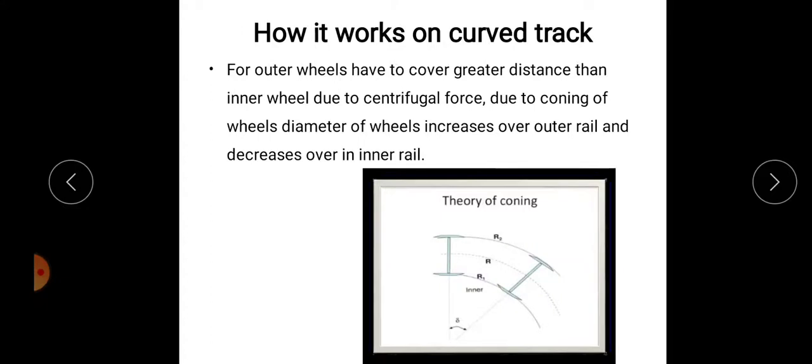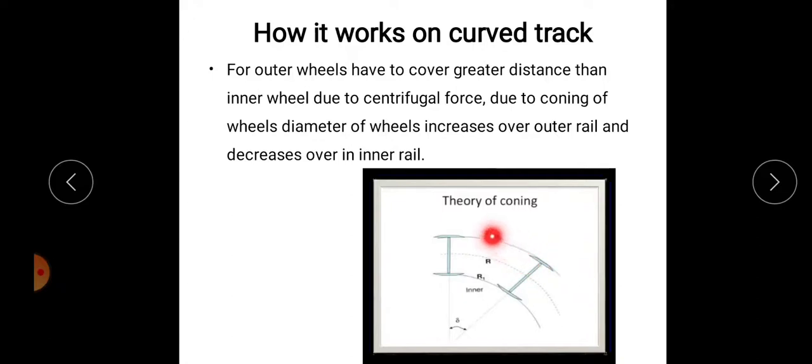Next we can look at how it works on a curved track. In the case of a curved track, the outer wheel has to cover a greater distance than the inner wheel due to centrifugal force. This principle you have studied in your transportation engineering, highway engineering. In order to counteract the centrifugal force, the outer wheel has to cover a greater distance than the inner wheel. So due to coning of wheels, the diameter of the wheel increases over the outer rail and decreases over the inner rail.